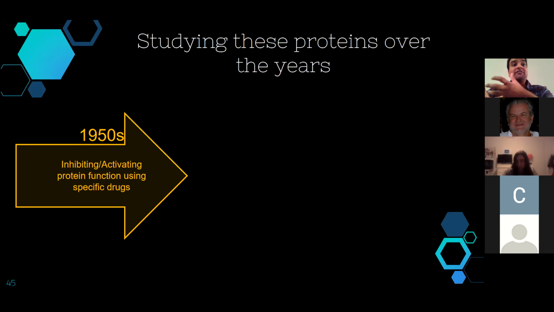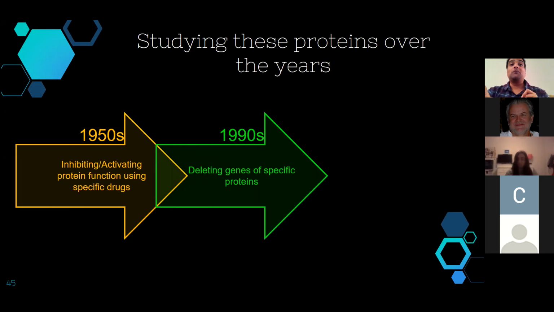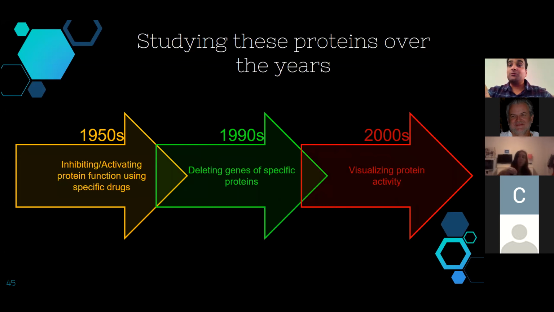In the 1950s, for example, protein function was studied using pharmacological blocking of protein activity using specific drugs. In the 1990s, we started to understand the genome a little bit more, and we started deleting these genes from the genome of specific animal models. And in the 2000s, we started actually visualizing protein activity during synaptic plasticity. I want to focus a little bit more on that because that's what our lab specializes in.